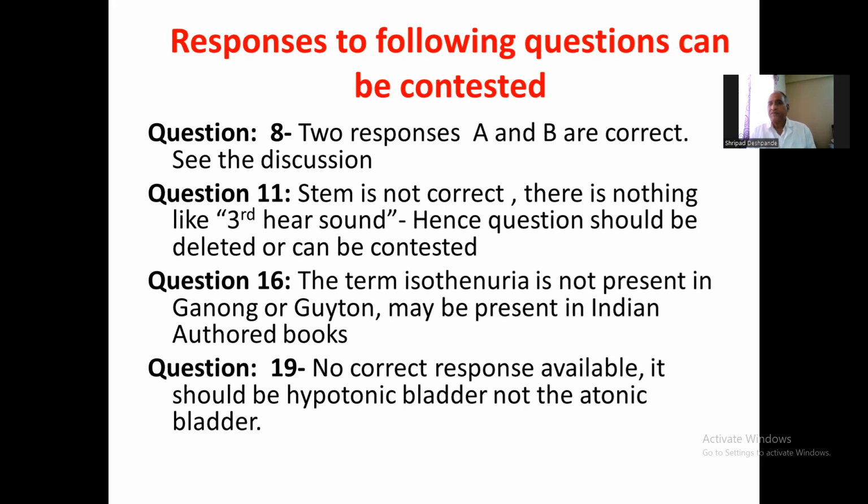Question number 16. The term isothenuria is not present in books like Ganong and Guyton. It may be present in Indian authored books. So the benefit of doubt should be given to the students who are reading Ganong and Guyton. Question number 19, no correct response is available. It should be hypotonic bladder, not atonic bladder, after deafferentiation. Therefore, this is also not a correct response.